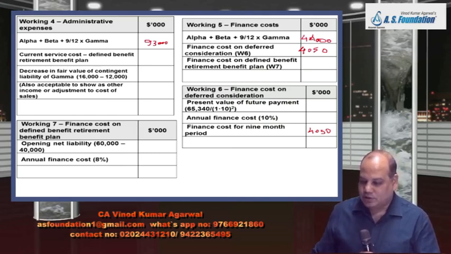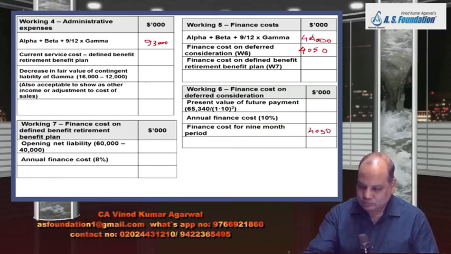So either we can adjust in administration expense, or we can show it as other income, reduction in liability, or we can adjust in cost of sales. So what we have done, we have adjusted in administration expense. And you write a note, it's already written, typed in your notes. Alternatively, one can show it as other income or adjustment to cost of sale. How much is that? 4,000.